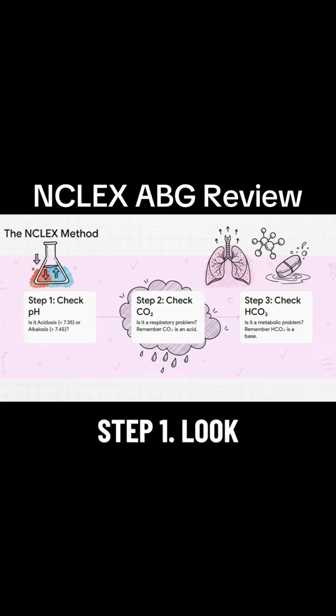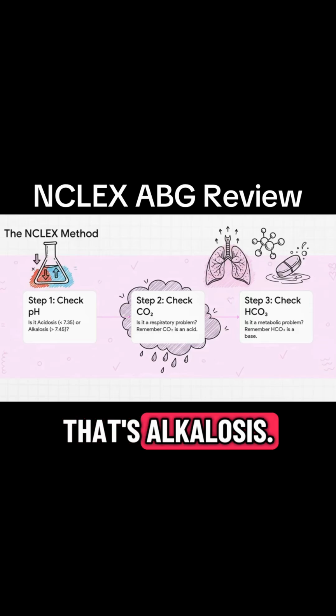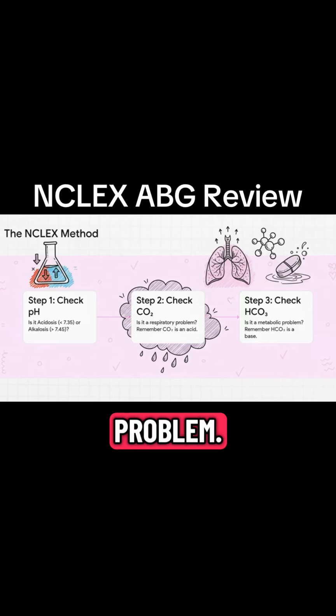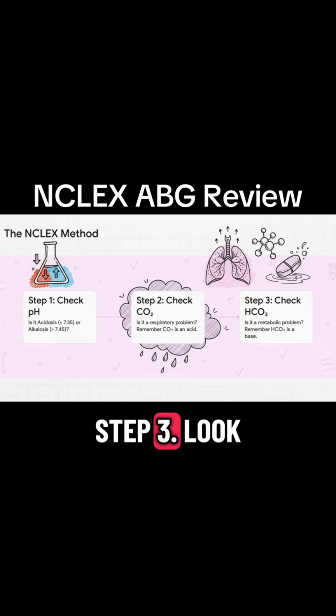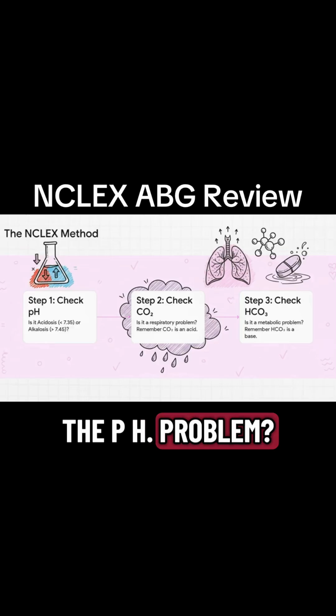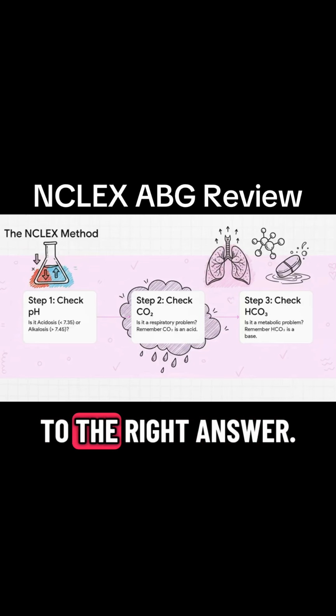Step 1, look at the pH. Is it low? That's acidosis. Is it high? That's alkalosis. That's your primary problem. Step 2, look at the PaCO2. Does it explain the pH problem? Step 3, look at the HCO3. Does it explain the pH problem? By following this order, you cut through all the confusion and go straight to the right answer.